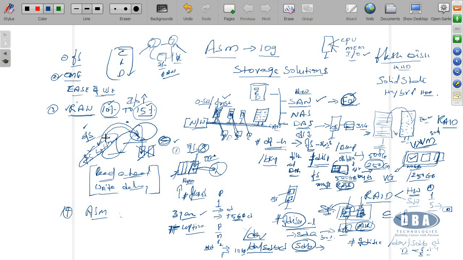See, in the case of RAC, what happens? Each instance will have its own redo log files. Or do the redo log files need to be on the shared storage? Not required. Data files must be. Data files must be on... Oh, hang on a second.